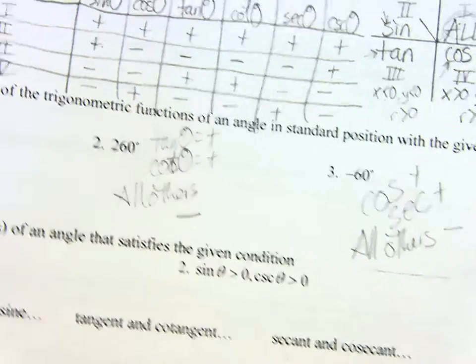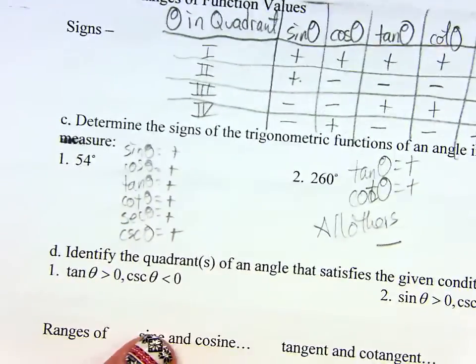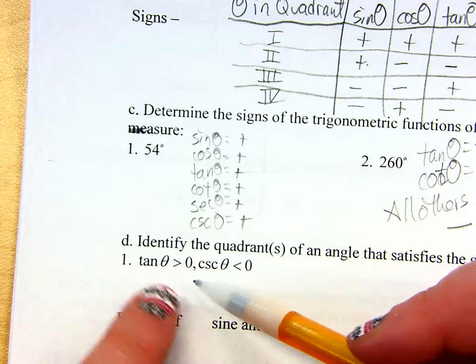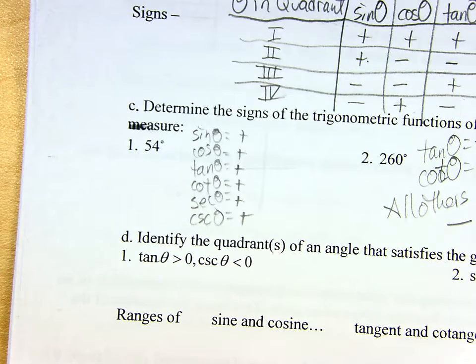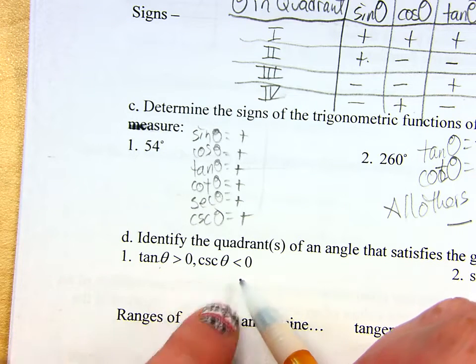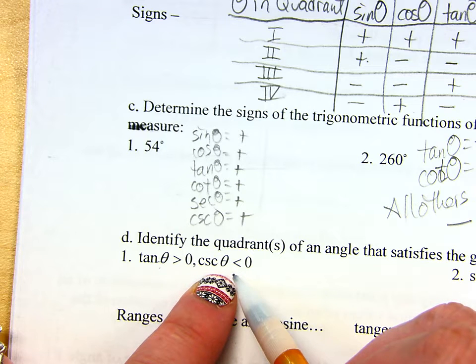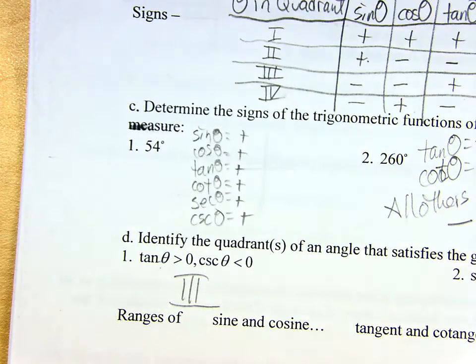All right, now in number two, this is kind of fun, D. Identify the quadrant or quadrants of an angle that satisfies the given condition. So in number one, I want to find a quadrant where tangent is positive and cosecant's negative. Well, I like to remember thinking about who's positive. What quadrants have a positive tangent? The third does, and there's one other. First, because in the first everybody's positive. So I'm already down to either the first or the third quadrant. So do one of those two have cosecant being negative? It's got to be the third, because remember, everybody's positive in the first. So this must be the third quadrant.